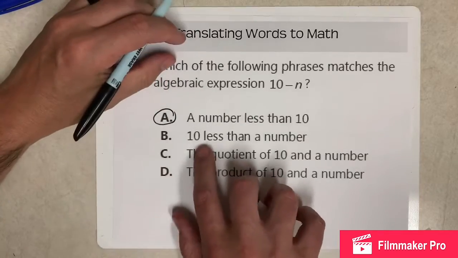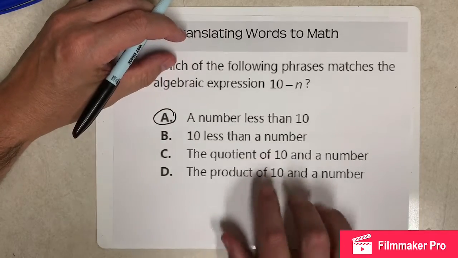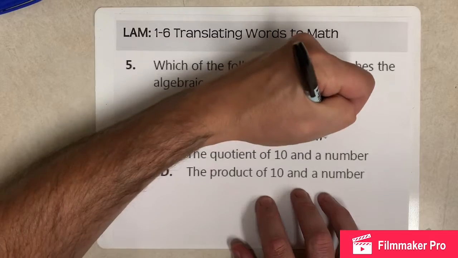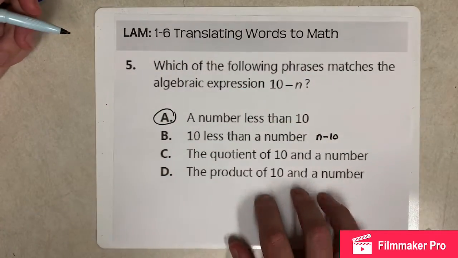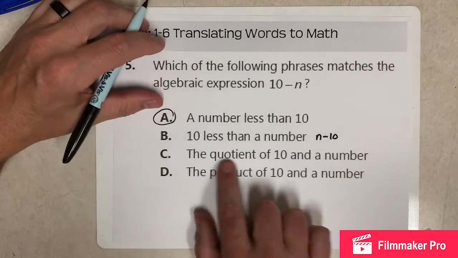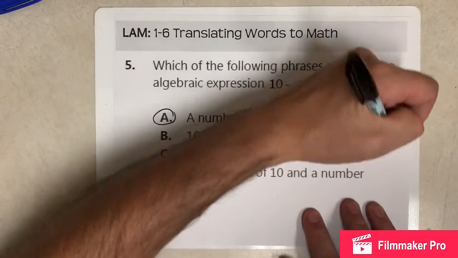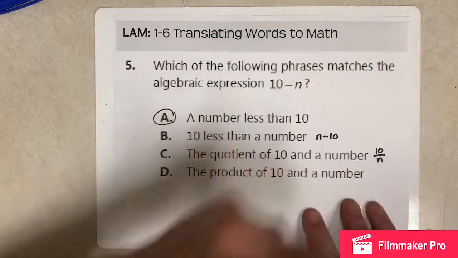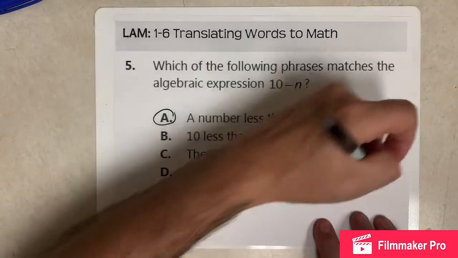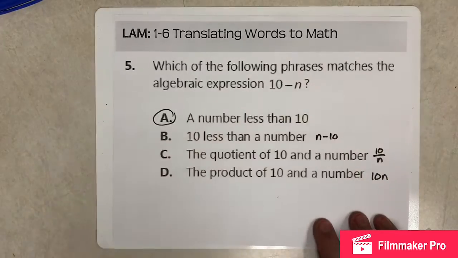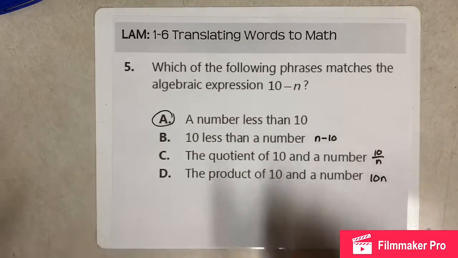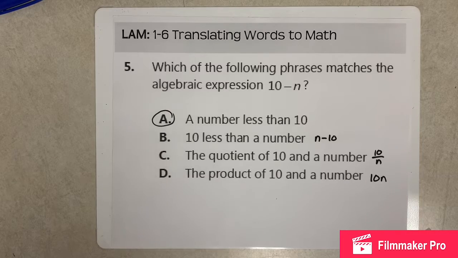Let's take a look at these other ones. 10 less than a number would be this, n minus 10. But that's not the correct one that matches up. The quotient of 10 and a number would be 10 divided by n, and the product of 10 and a number would be 10n. So the only one that matches up is going to be that one for A. All right, let's take a look at this one.